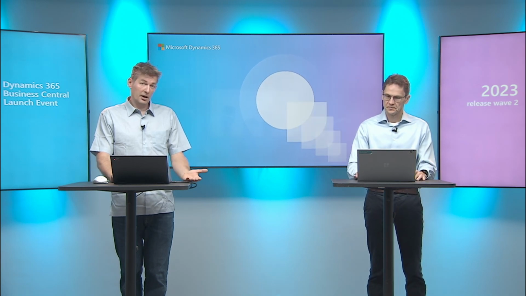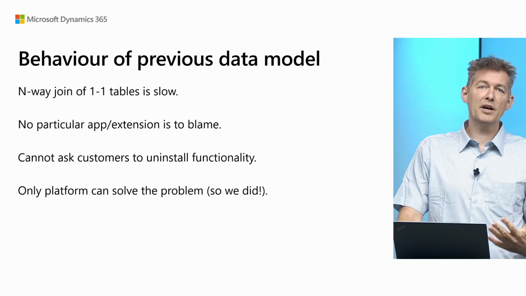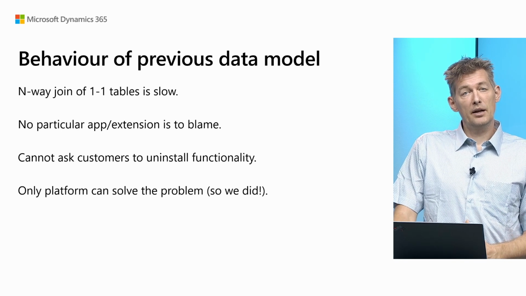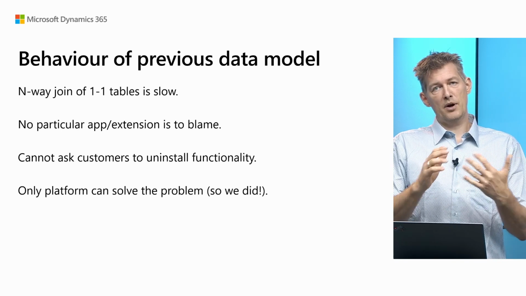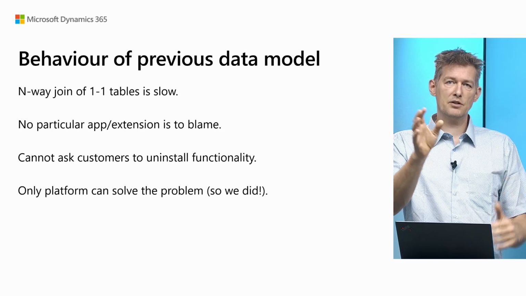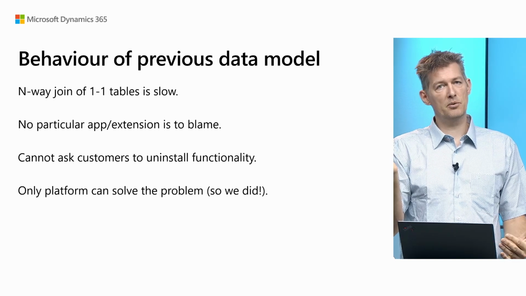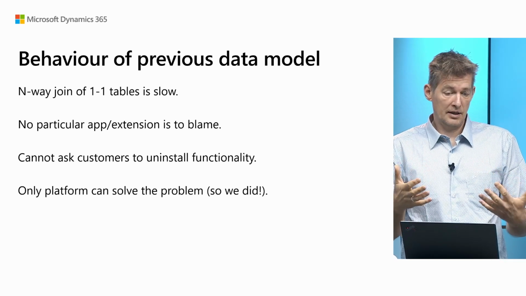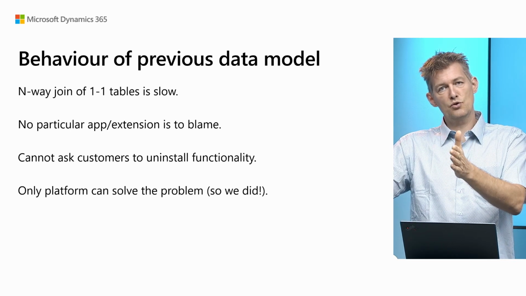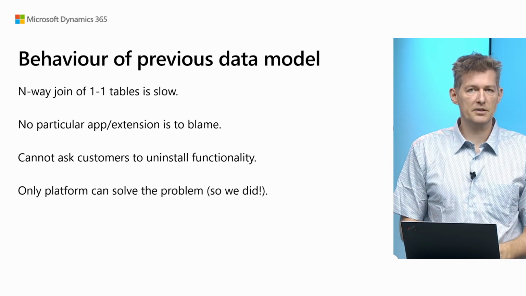Exactly. So there are some behaviors of this model. An n-way join of one-to-one tables is slow. Normally, if you have joins, it's very often that you have a driving table, which is big, and some smaller tables, which have low cardinality, which are lookup tables. In this model, the number of rows in the base and the things you join to are the same. And that's why this can never be fast.